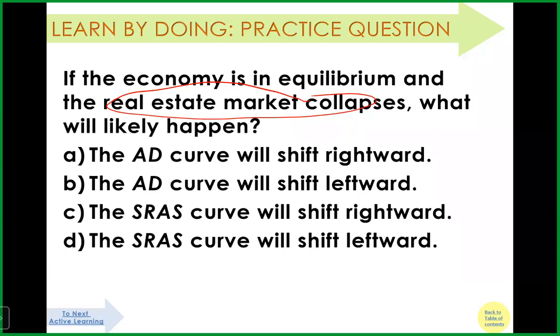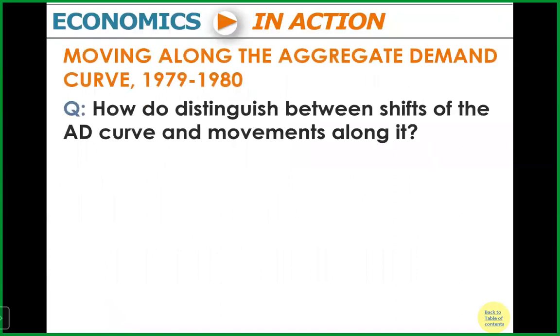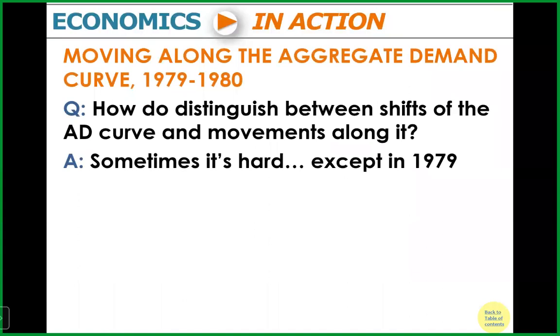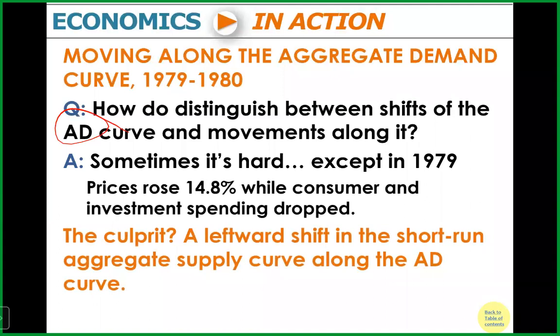By the way, SRAS stands for short-run aggregate supply. This is what we're going to discuss in the following slides. This is linked to what we just mentioned, right? Most of the time, it's hard to differentiate between a shift and a move. All right, I'll skip that. By the way, 1979 is the time period when the US economy experienced high inflation, which is kind of what we are experiencing now.